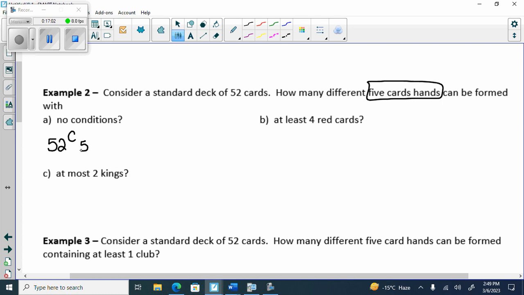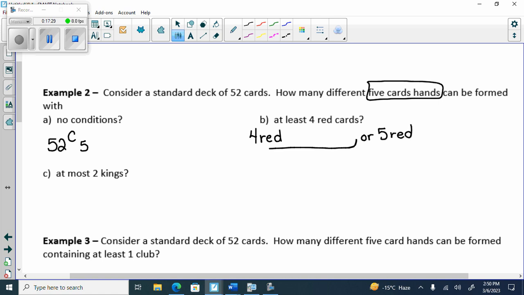Now what if I say at least 4 red cards? Let's look at it with money. At least $4. Is that 4 or more or 4 or less? At least $4: 4 or more. Where am I going to stop at? 5, because I need to have 5 cards. So I'm going to have 4 red or 5 red.